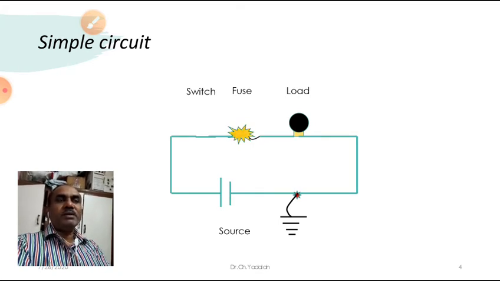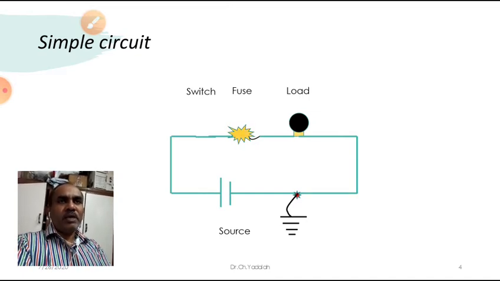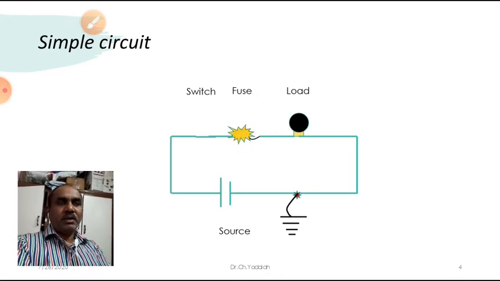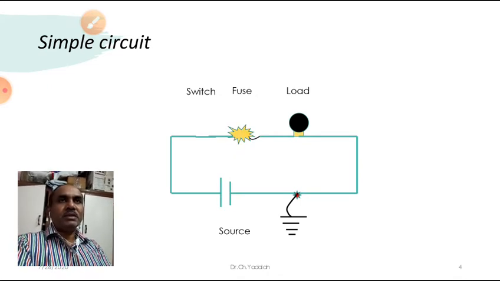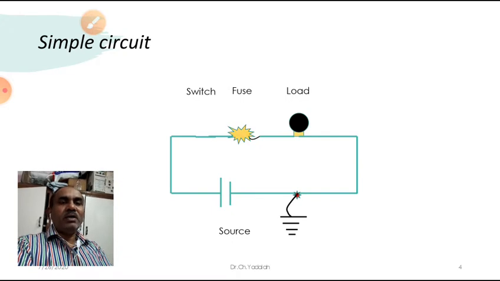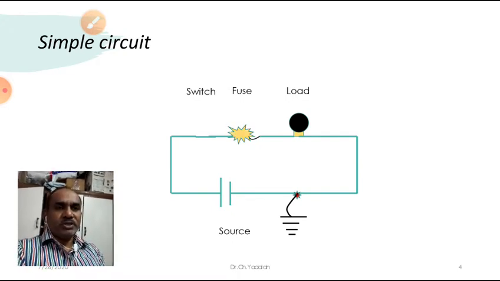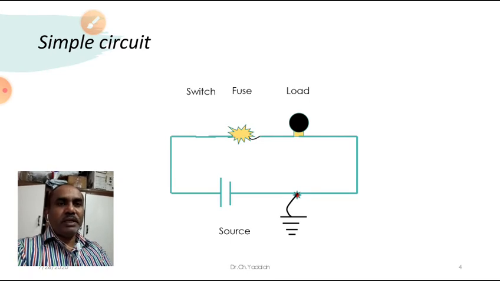So those media may be oil, air blast, vacuum, or SF6 gas. Those we can study in the next chapters. Now let us first of all look at a simple circuit. I think you have some idea what a simple circuit is. Now coming to our substations, where the circuits are complicated.